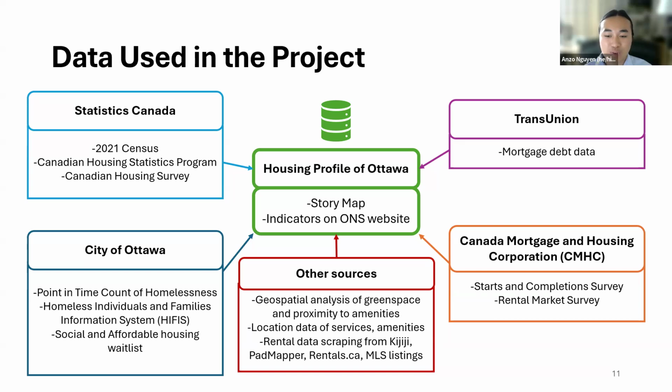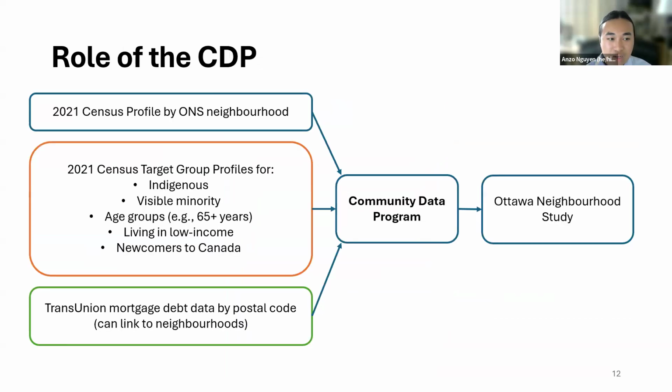And as well, wider neighborhood proximity data to contextualize all this within that neighborhood construct. So when it came to data from the CDP, there were two main data sets relevant to this project that we acquired through the CDP. One is the 2021 census profile by ONS neighborhood, as we did put in that request for custom geographies.